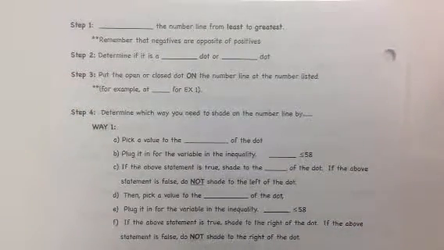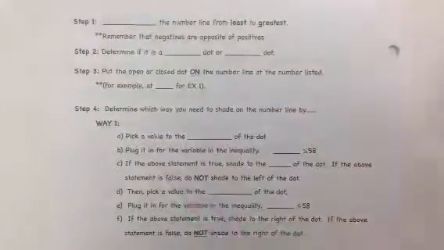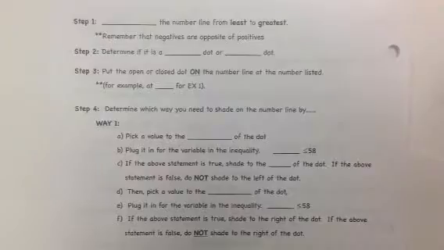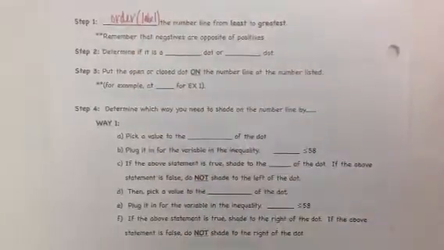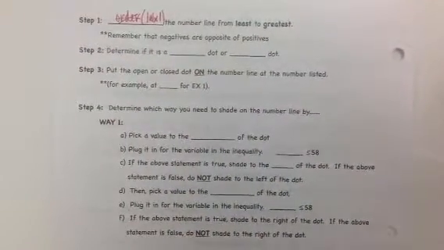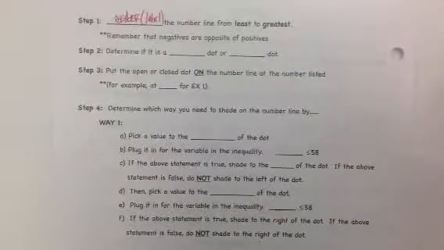So, steps to graphing. There's a couple different ways that you can go about graphing these inequalities. We're going to go through one that's a little bit of a longer process, but might be what works for you, and then we'll go through maybe a shorter way to do it. You're going to pick which way works best for you. First, when we're making a number line, we're going to label the number line from least to greatest. And we need to remember that the negatives are opposites of positives, so they work in the opposite direction.